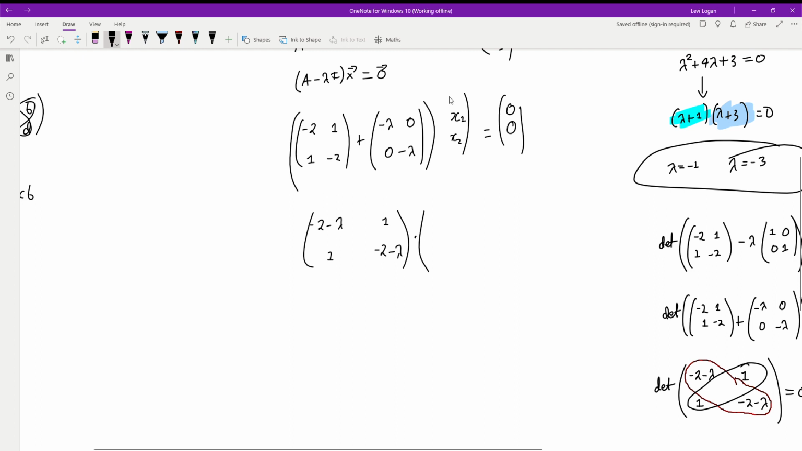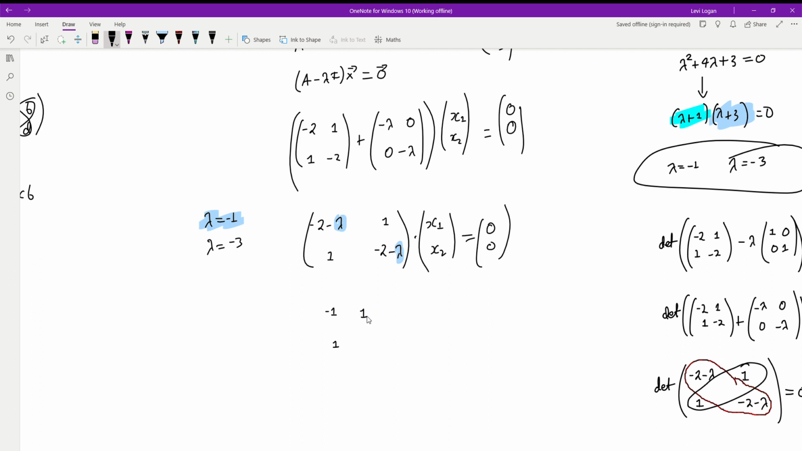Okay, cool. Righto. Now this is much easier to solve. Now recall, we can determine two equations because we know what lambda is. Lambda has to be -1 or lambda has to be -3. So we basically can choose. So let's just do lambda equals -1. We'll substitute that in. We're going to be left with the matrix: -2 minus -1, which is just -1. That's going to stay the same. That's going to stay the same. -2 minus -1, which is going to be -1 again. So we have this matrix multiplied by this vector is equal to the 0 vector.